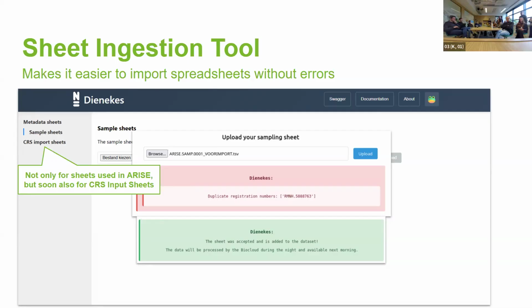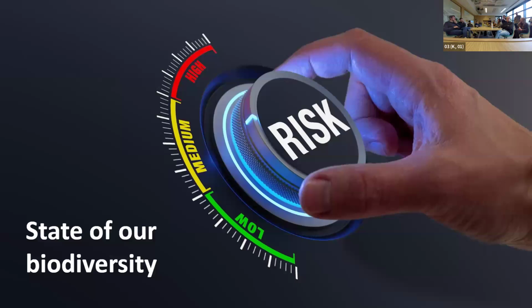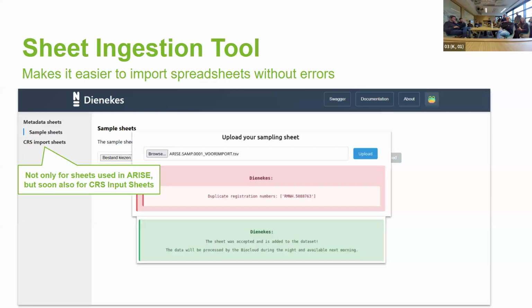And the nice thing is that it's not just for the sheets that are used in Arise, but it's kind of a cooperation also with collection information. So they are working on making this available for the CRS input sheet. So the people that work at Naturalis probably have heard of that.